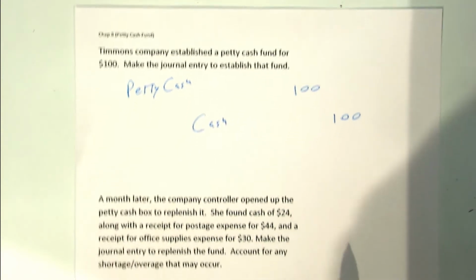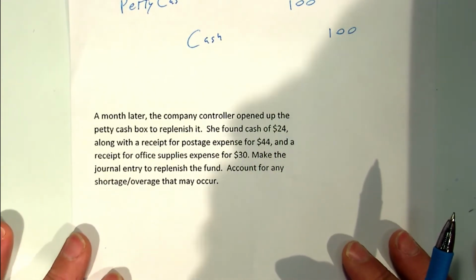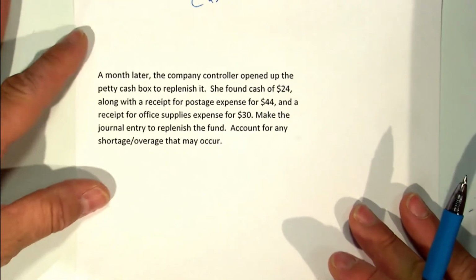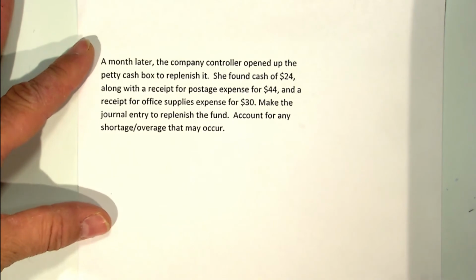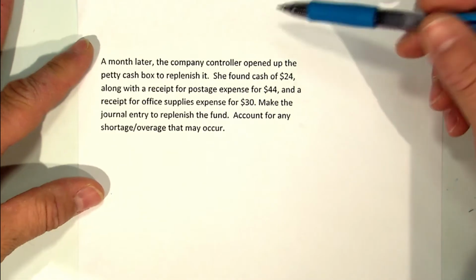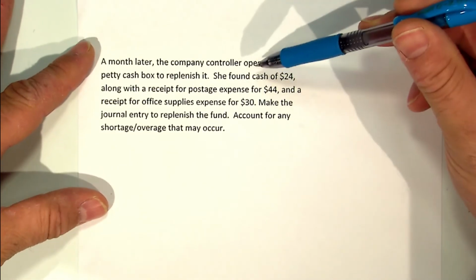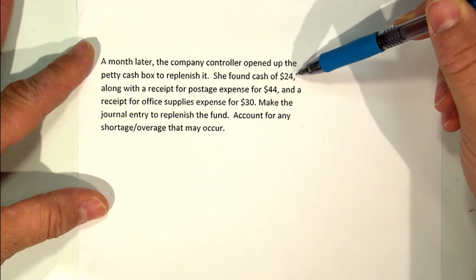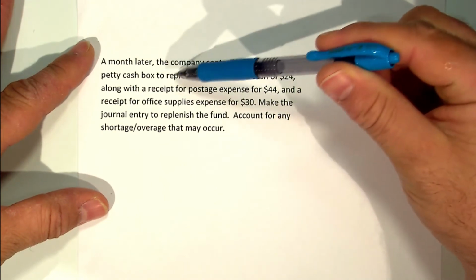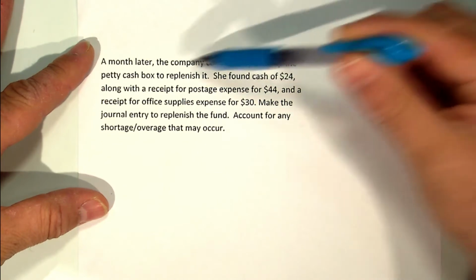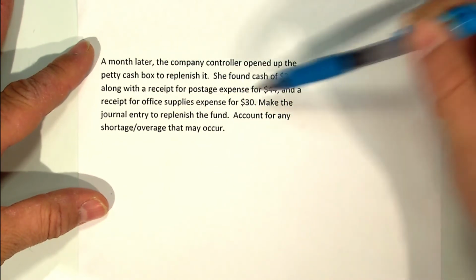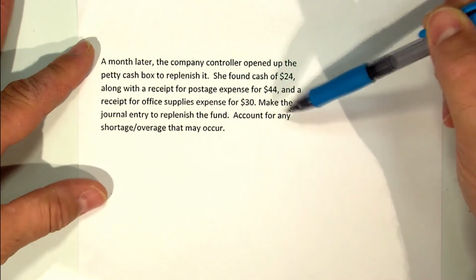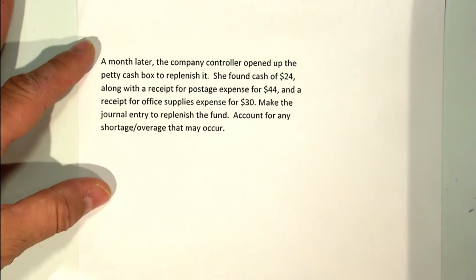So, a month later, we open up the petty cash because you're going to have to replenish it every now and then, aren't you? Or there's not going to be any cash in there because people have been buying stuff. So the controller, she finds cash of $24 along with a receipt for postage expense of $44 and a receipt for office supplies for $30. Make the journal entry to replenish the fund. Account for any shortage or overage that may occur.